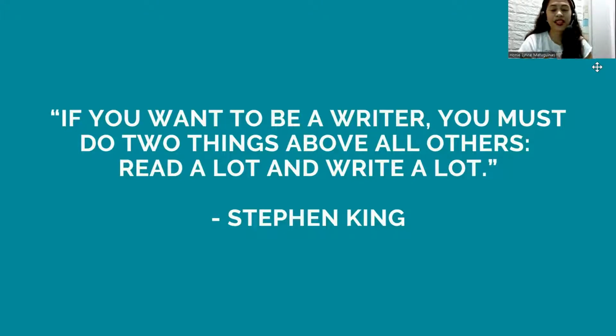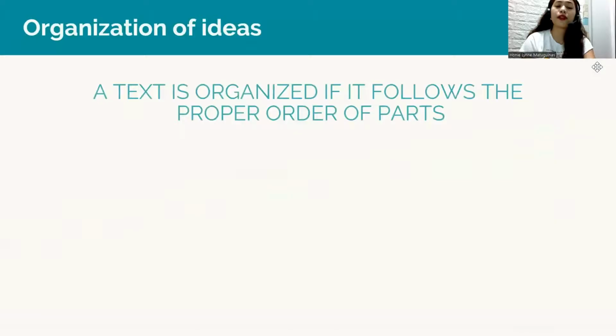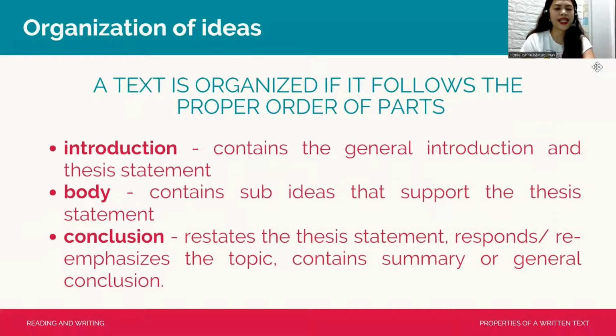In the previous lesson, the connections between reading and writing were actually established. Now let's talk about the organization of text, specifically organization of ideas, coherence, and cohesion. In terms of the organization of ideas, a text is considered properly organized if it follows the usual order of parts: the introduction, body, and conclusion.